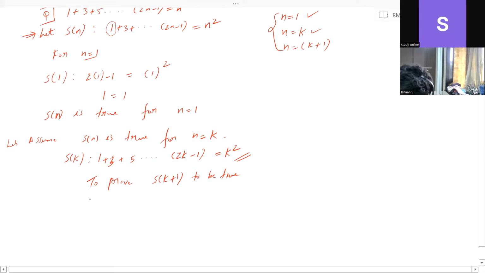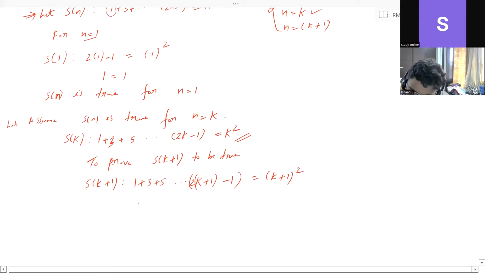So to prove S of k plus 1 to be true, what do we have to prove? S of k plus 1 is equal to 1 + 3 + 5, and this much of the steps will be there, up to 2 times, instead of k, what will I substitute? k plus 1. Pay attention over here. Wherever there is k, I have to substitute k plus 1. So should I start with LHS? Because I have to prove this part to be k plus 1 the whole square.